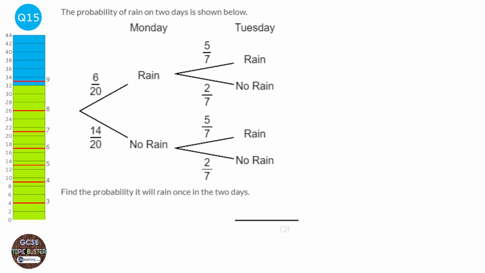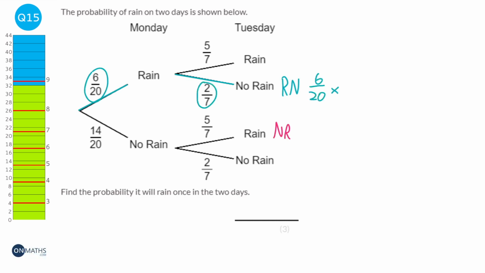So there are two outcomes that it will rain once in the next 2 days, and that will be rain and not rain, and not rain and rain. So to work out the probability it will rain on Monday and then not rain on Tuesday, what you're going to do is just multiply 6 over 20 by the 2 over 7. So 6 over 20 times 2 over 7. And that will give us 12 over 140.